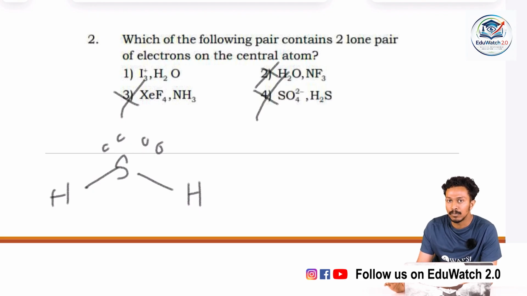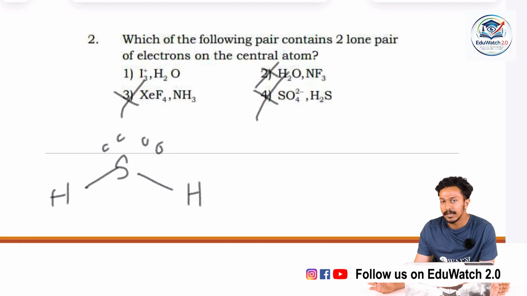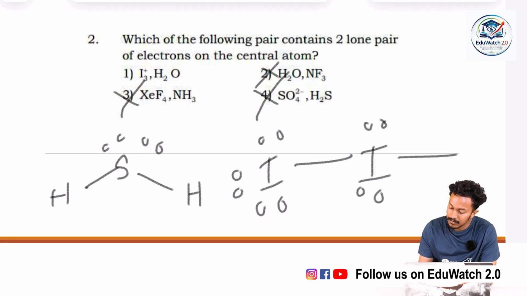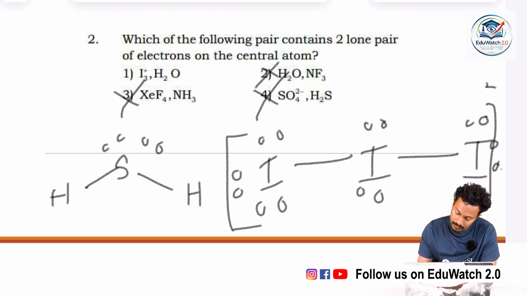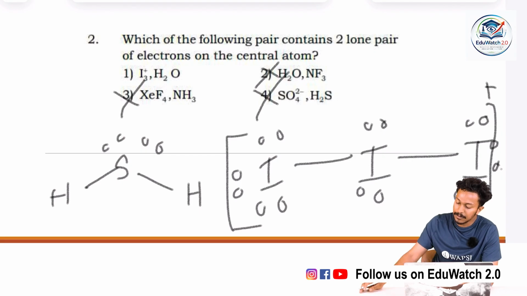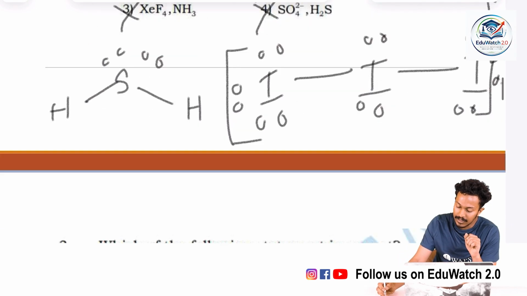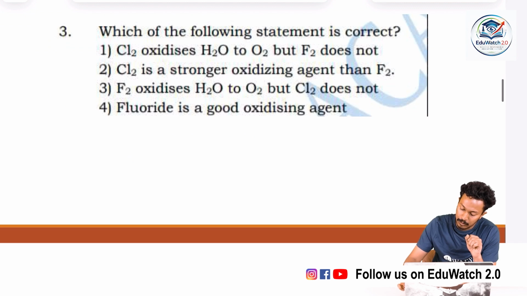I3 plus is a linear molecule having two lone pairs on the central iodine atom and 3 lone pairs on the end iodine atoms. The structure of I3 plus is like this. As you can see, it contains only two lone pairs on the central atom. So, the answer for question 2 is option 1, I3 plus and water. Let us move on to the next question.